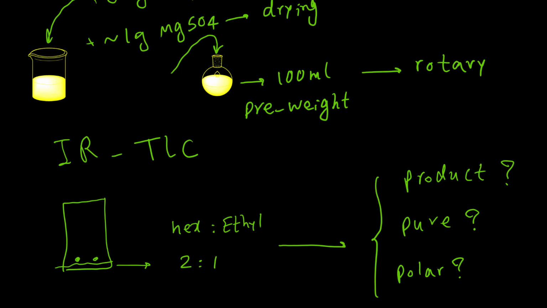Normally, more polar compounds show a spot lower on the plate. So the non-polar compounds can move faster during the TLC. And also we should measure the Rf for the reactant and for the product.